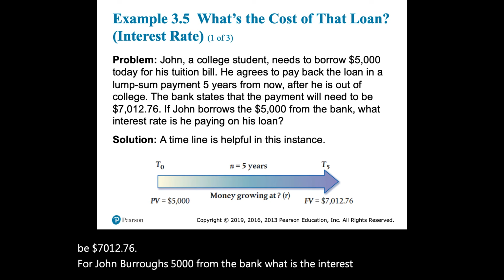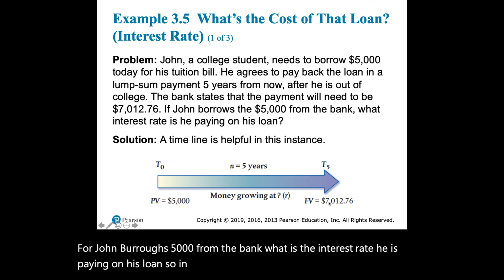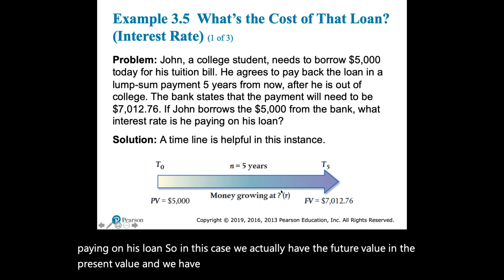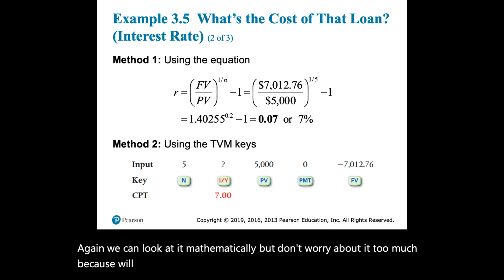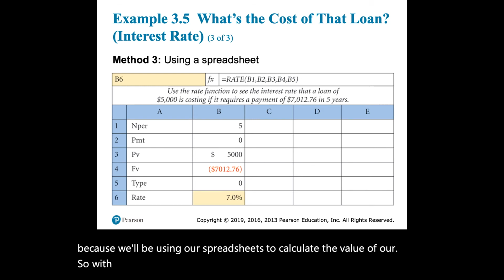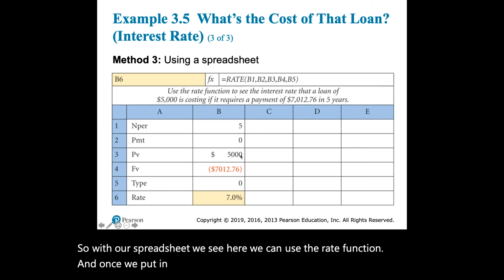So in this case, we actually have the future value and the present value, and we have the number of years, but we're trying to solve for R. Now again, we can look at it mathematically, but don't worry about it too much because we'll be using our spreadsheets to calculate the value of R. So with our spreadsheet, we see here we can use the rate function, and once we put in the appropriate values, we will get that same value of 7% return.